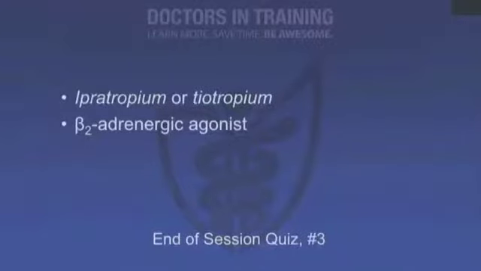The next one, a 72-year-old man with COPD who needs daily controller medication. You want to use ipratropium or tiotropium, one of the antimuscarinic agents, plus or minus an inhaled beta-2 agonist, such as albuterol or salmeterol.